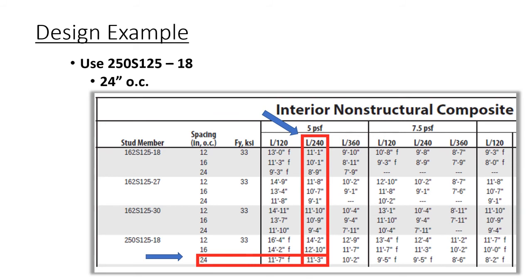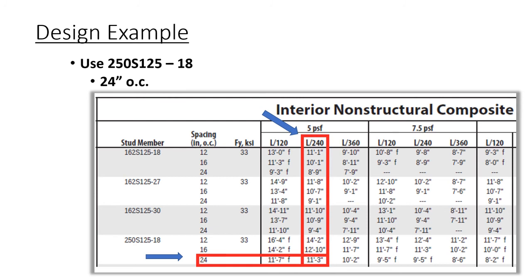Looking closer at this table, we will look at 5 psf, and we've limited deflection to L over 240. Therefore, we will focus on the column bordered in red. From a design standpoint, specifically acoustic, we really want to keep the stud spacing as much as possible to 24 inches on center. We also want to go, for economy reasons, to the thinnest steel stud possible.